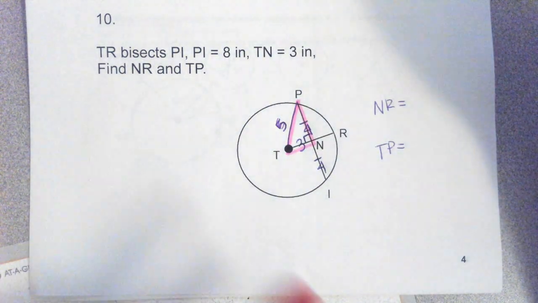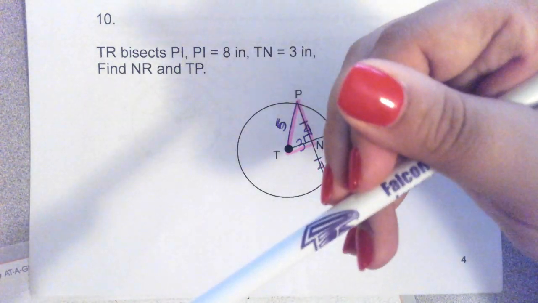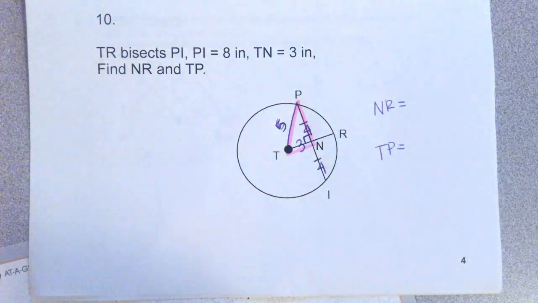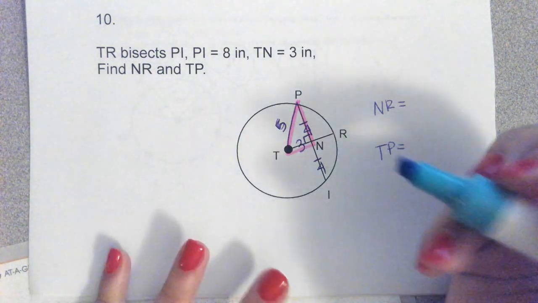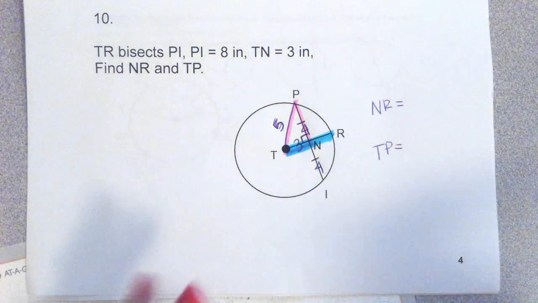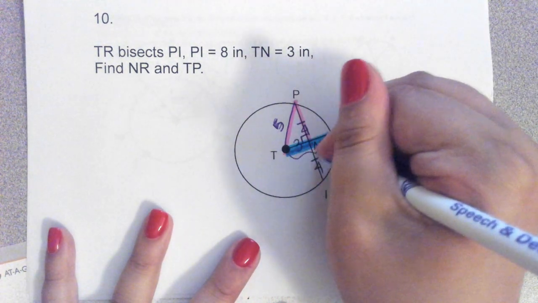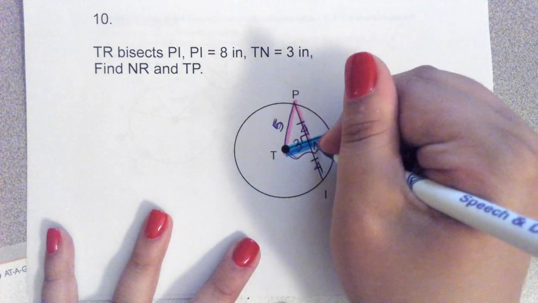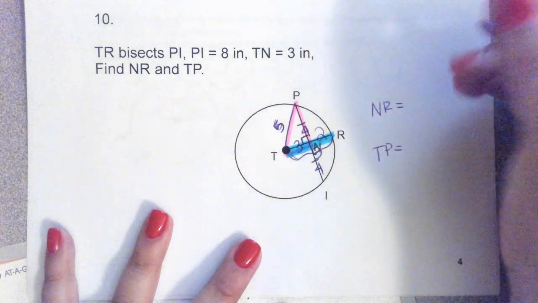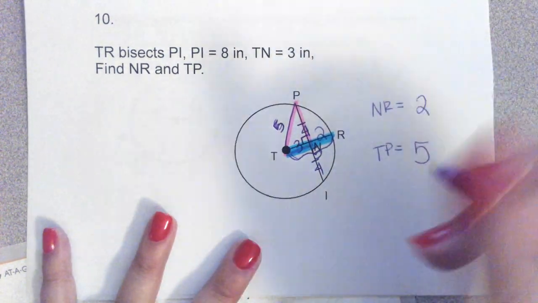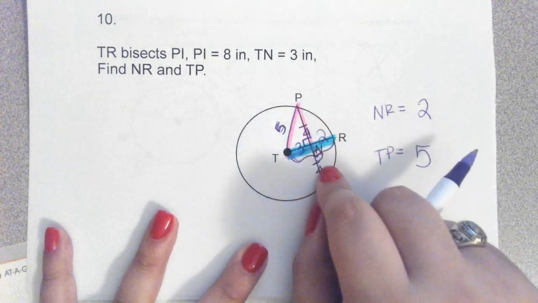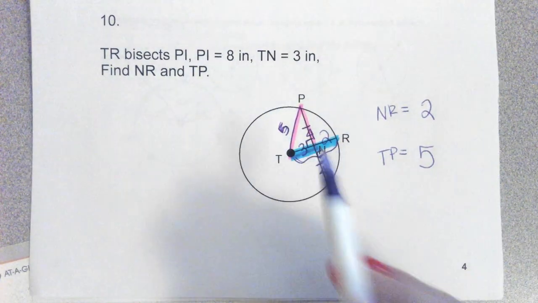Now I told you earlier, 2 things you need to do. Find a triangle and find your radii, your radius. There's a radius, but is there another one? TR is also a radius. So what does TR equal altogether? 5. So if that's 3, what's NR? 2. So just be aware this is not bisected. Only the chord is bisected, not the radius. However, it can be, but it's not.